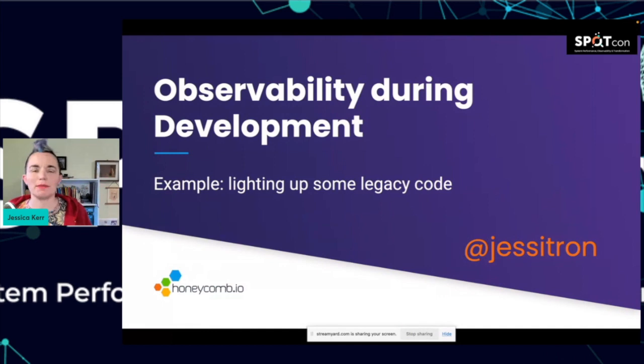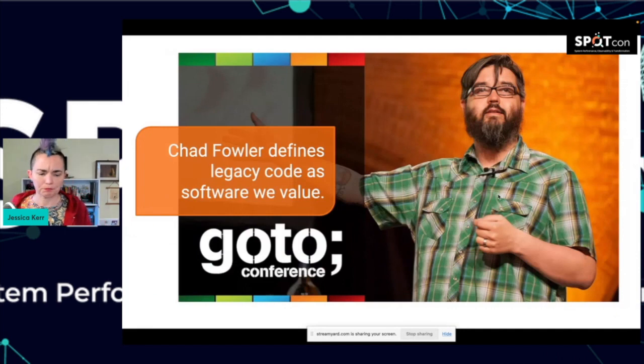Today, I want to talk about observability-driven development, and specifically, not driven development, I hate driven development, but observability during development. Specifically, I want to talk about legacy code, about making it more friendly to us as developers, because legacy code is super important. It exists and it's running in production because it has value, and as such, it's my favorite kind of code to work on, but I think I'm weird that way.